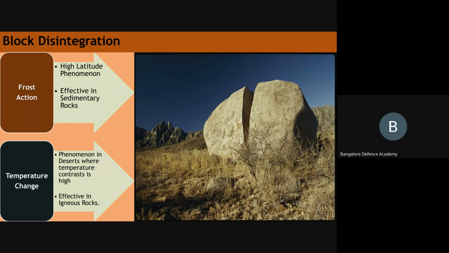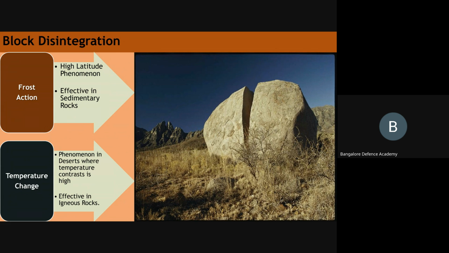You cannot observe frost action near the Tropic of Cancer and Tropic of Capricorn, between them. This is a higher latitude phenomenon. Next, it is effective in sedimentary rock. You cannot observe this in igneous rock, because in igneous rock the water will not enter inside. But in igneous rock also block disintegration happens. How is that? That is because of temperature.